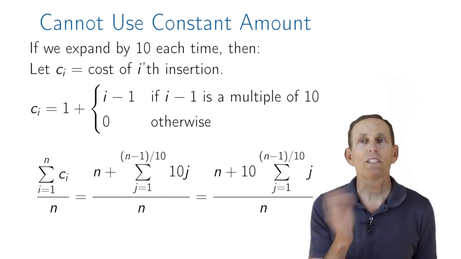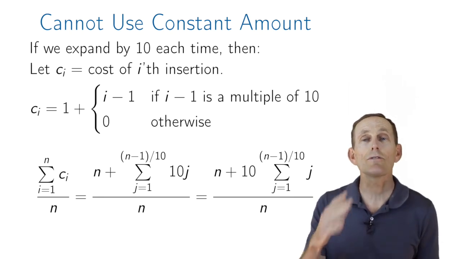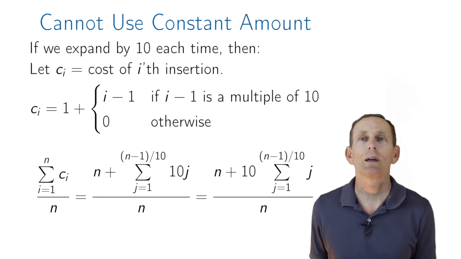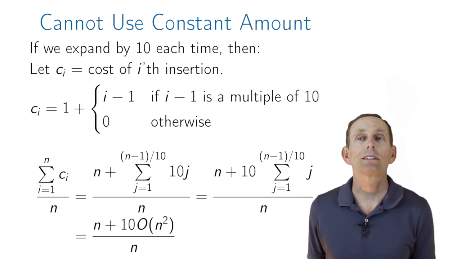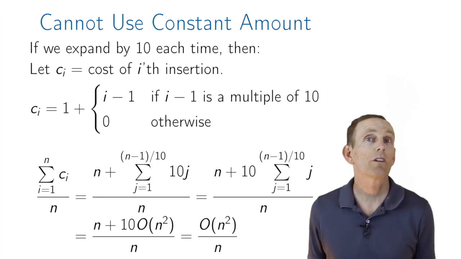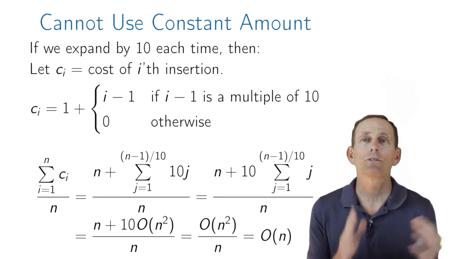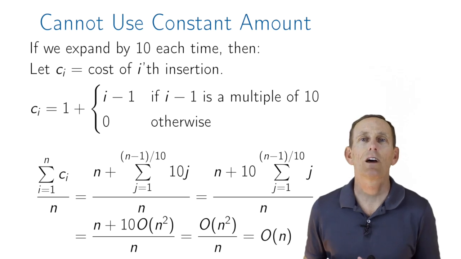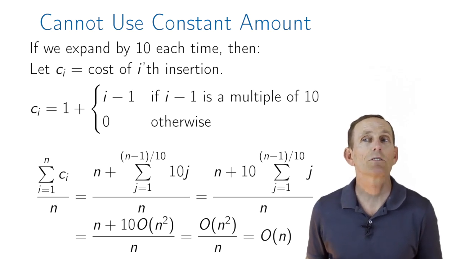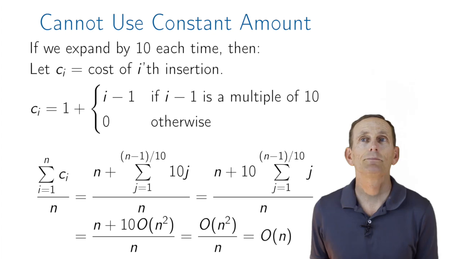Well, we can pull the 10 out of that summation. So it's just 10 times the summation j equals 1 to (n minus 1) over 10 of j. So that's just numbers 1, 2, 3, 4, and so on, all the way up to (n minus 1) over 10. That summation is order n squared. So we've got n plus 10 times the order of n squared, over n, which is order n squared over n, which is order n. So this shows that if we use a constant amount to grow the dynamic array each time, we end up with an amortized cost for pushback of order n rather than order 1. So it's extremely important to use a constant factor.